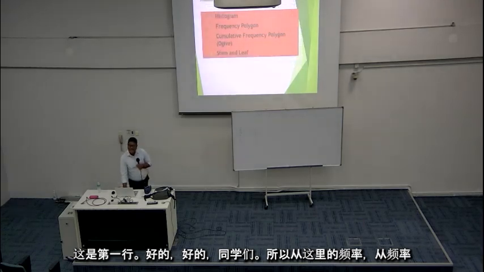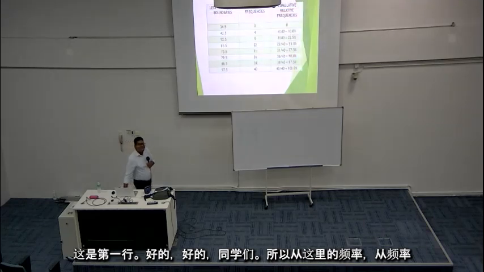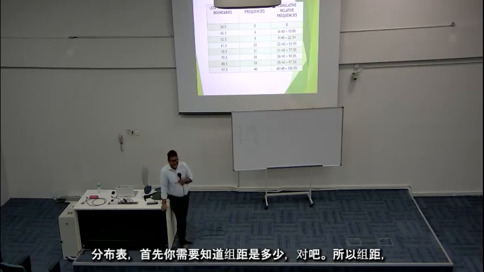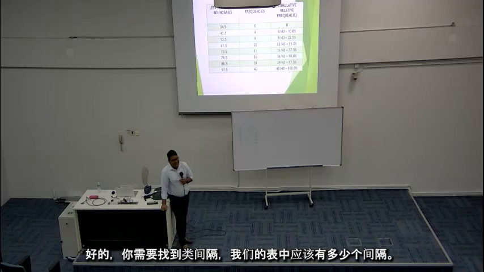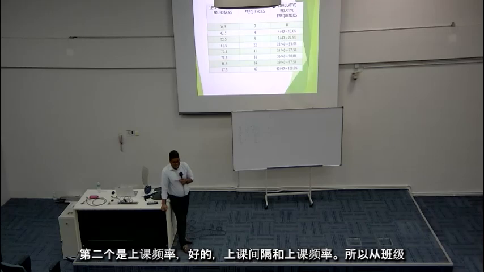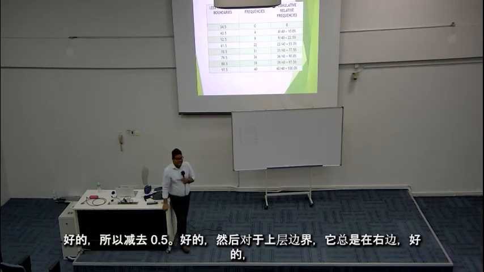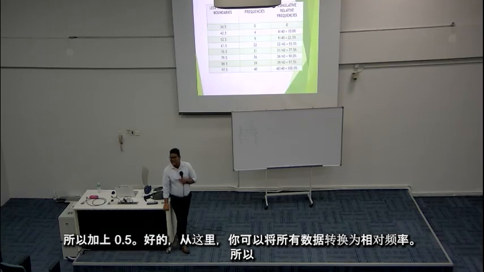So from the frequency distribution table, first you need to know what? The class interval. You need to find the class interval, how many intervals we should have in our table. The second one is class frequency. From the class interval, we can derive the class boundary. The lower class boundary is always on the left, so minus 0.5, and the upper class boundary is always on the right, so plus 0.5.